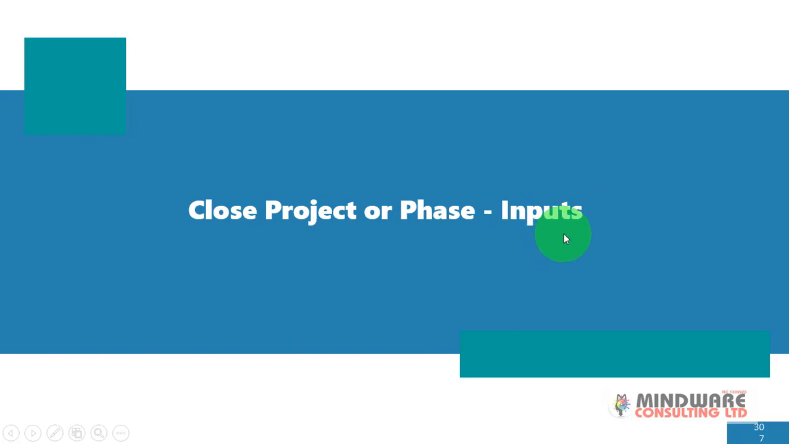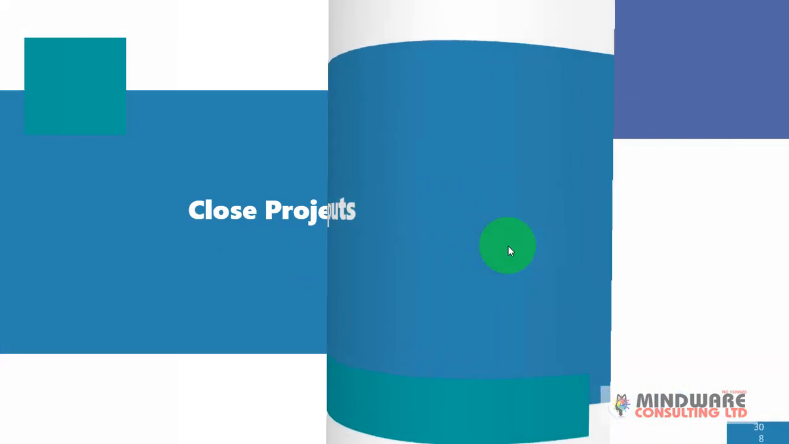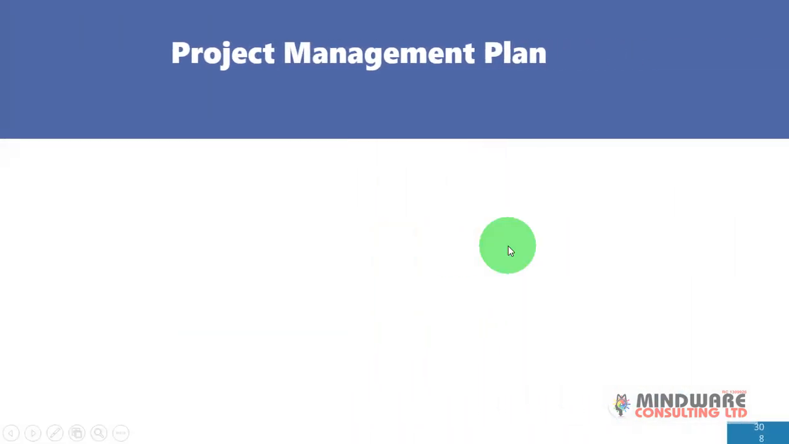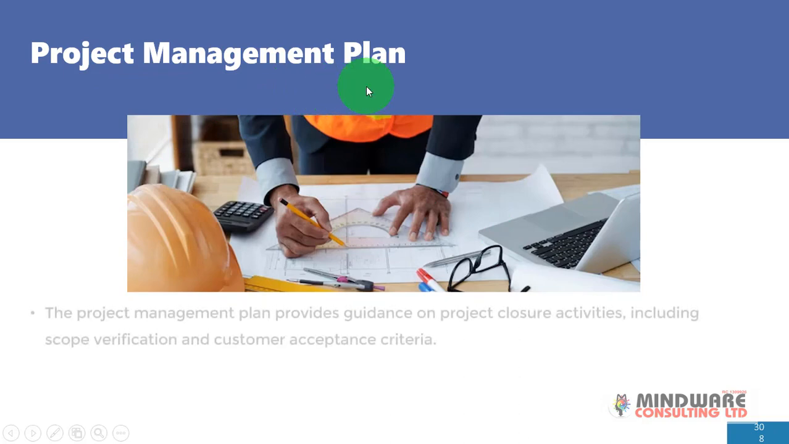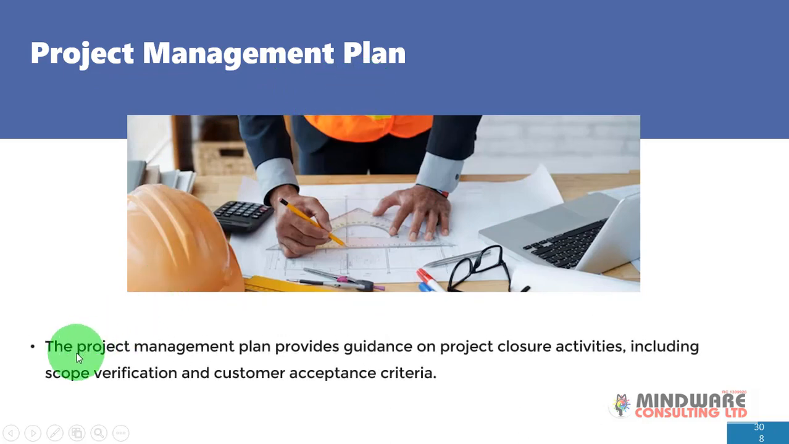Now first is the input. What are the inputs in the close project or phase process? So the first input on the list is the project management plan. The project management plan provides guidance on project closure activities, including scope verification and customer acceptance criteria.